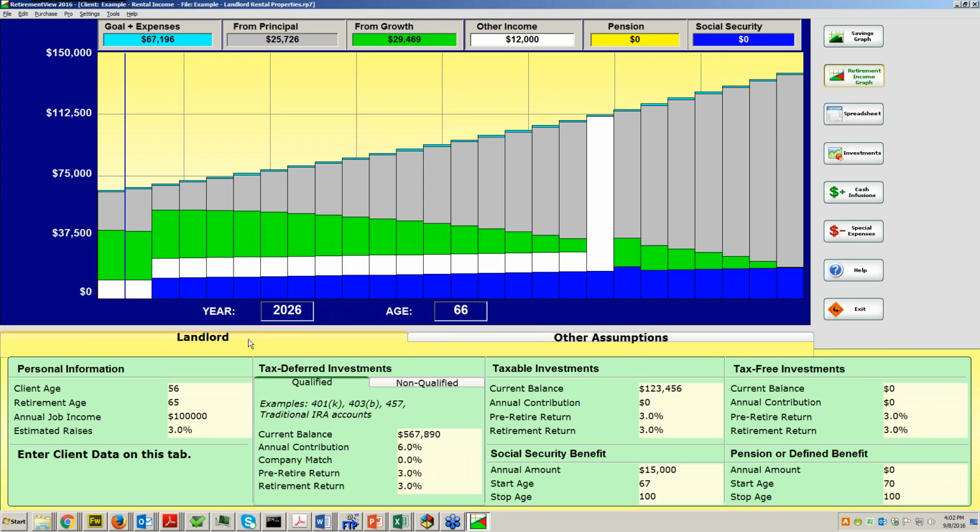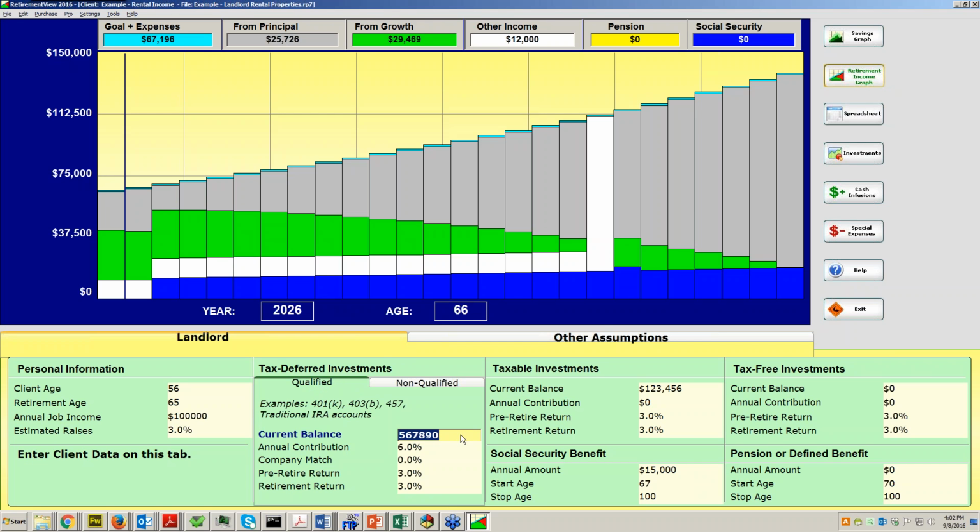Alrighty. Another common question is, where do I enter a Roth IRA? A Roth IRA is a tax-free investment, so you're going to put that here. Where do you enter a traditional IRA? That's a qualified tax-deferred investment. Where do I enter my 401k, my TSP, my 403b? Those are all qualified retirement accounts, so they go under tax-deferred investments, qualified.